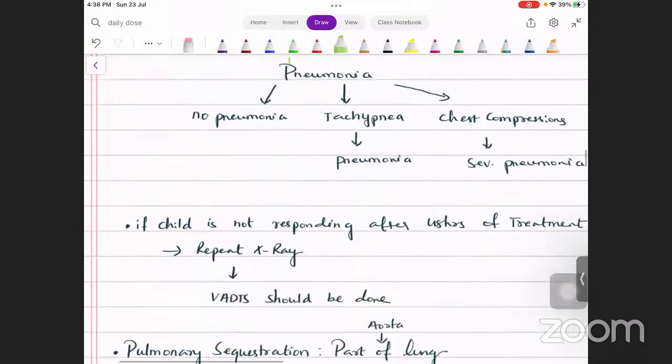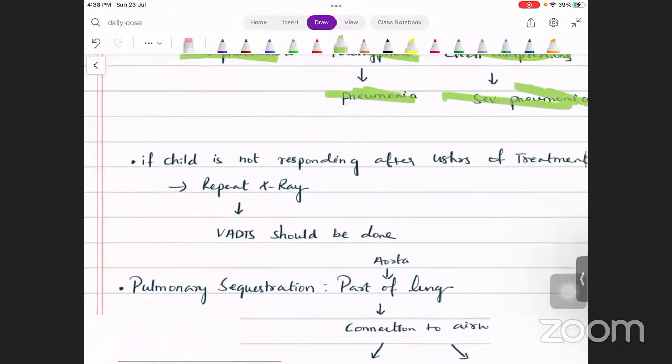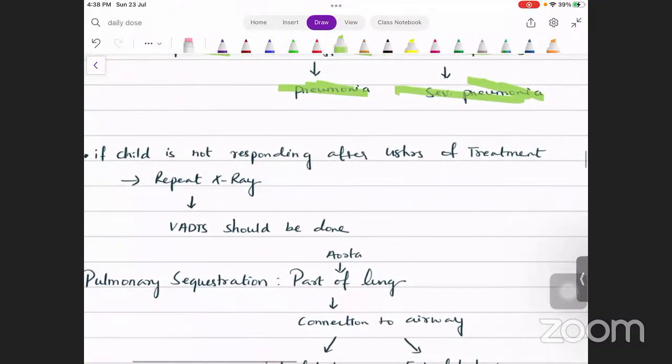Apart from that, in pneumonia there are 3 types of presentation you may see: no pneumonia, tachypnea, or chest indrawing. Tachypnea indicates pneumonia, while chest indrawing indicates severe pneumonia, and chest indrawing with danger signs indicates very severe pneumonia.